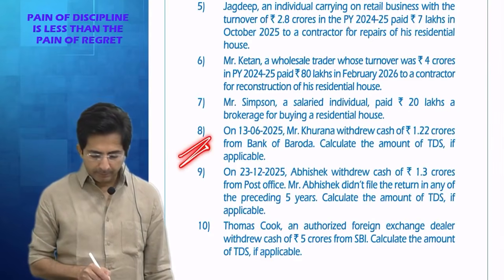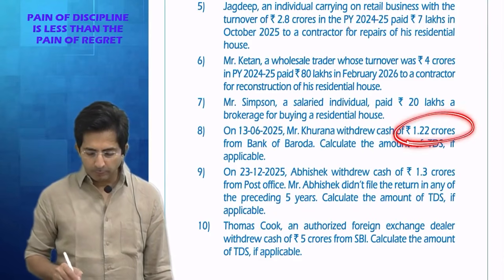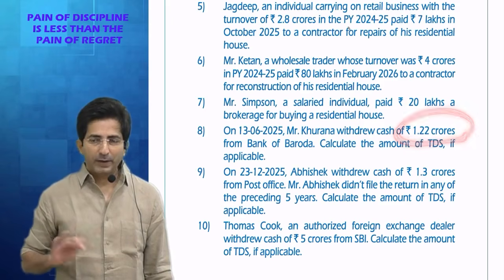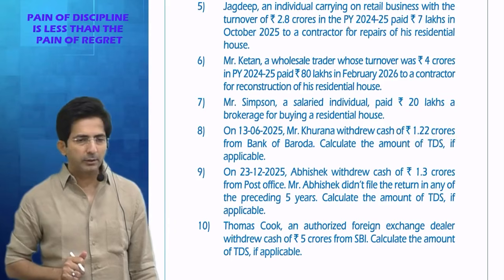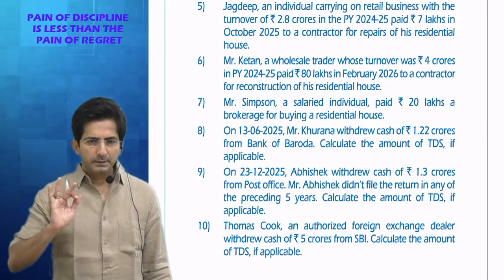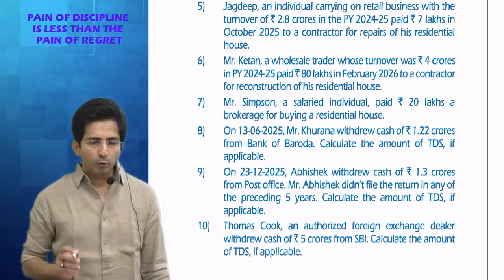Then point number 8. Mr. Khurana withdrew cash of 1.22 crores from Bank of Baroda. So tell me, for cash withdrawal TDS is attracted under which section? 194N. And filer, non-filer, nothing is given, which means assume he is a filer. And for people who are filers, the TDS is on the amount in excess of 1 crore.